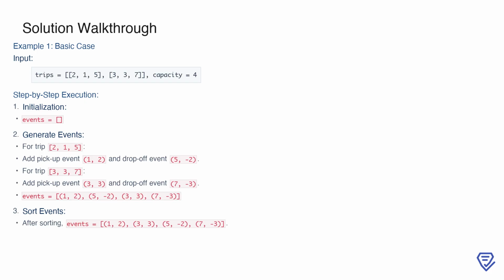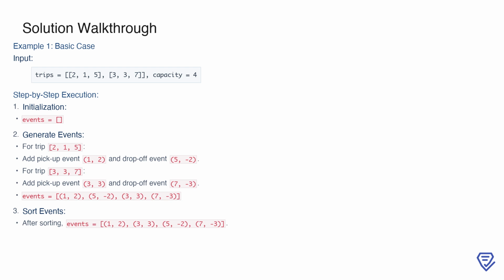Similarly, for the trip where 3 passengers travel from location 3 to location 7, we add a pickup event at location 3 with a value of 3 and a drop-off event at location 7 with a value of -3. At this stage, the events list contains all these raw events. Sorting the events by location gives us a structured sequence: first, the pickup at location 1, then the pickup at location 3, followed by the drop-off at location 5, and finally the drop-off at location 7.